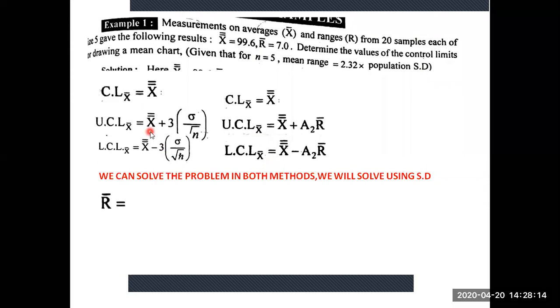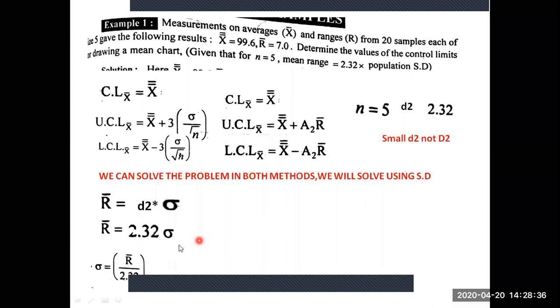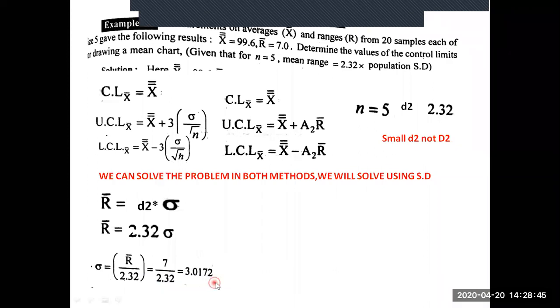Now we are using only the standard deviation method. So mean range means R bar. This is small d2, and this is the sigma value. Now you know all the values, just substitute them and you will get the answer. For n equal to 5, the d2 value is 2.32. That you have to remember using the tables. So sigma is equal to how much you are going to get? 3.0172.